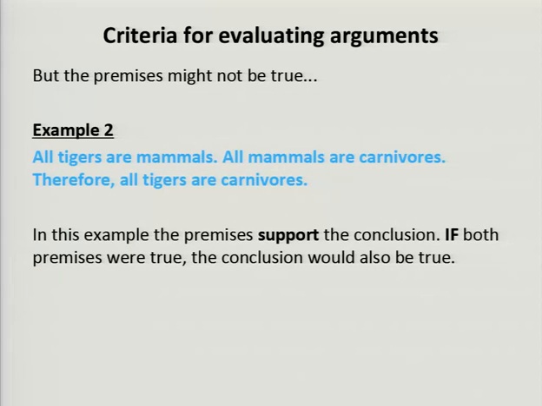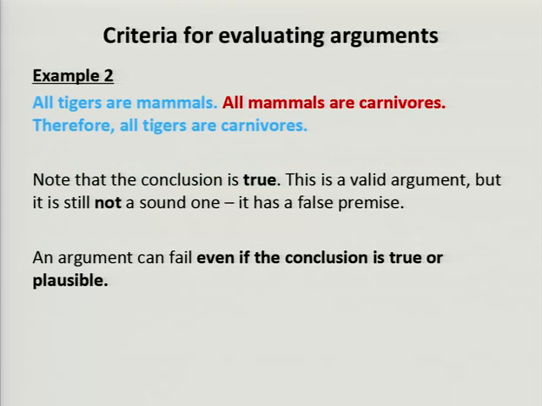So here we have a situation where truth and validity come apart because one of the premises is not true, obviously. All mammals are carnivores. That one is the problematic one. So this argument is valid, but it is not sound. It has one false premise. And this shows basically that an argument can fail even if the conclusion is true or plausible.